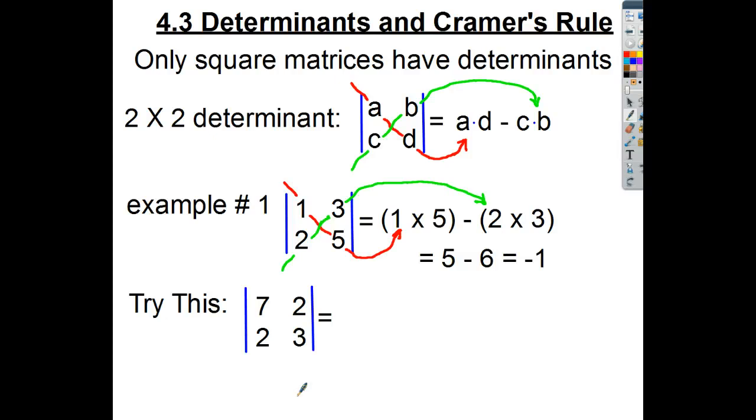Okay, today we're going to talk about section 4.3 Determinants and Cramer's rule. First off, I want to state that only square matrices have determinants. We're going to take a look at a 2 by 2. Of course, a 3 by 3 will be later on in the lesson.